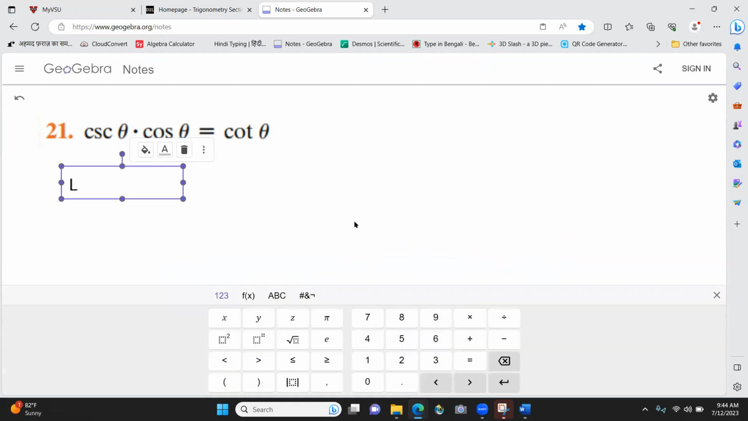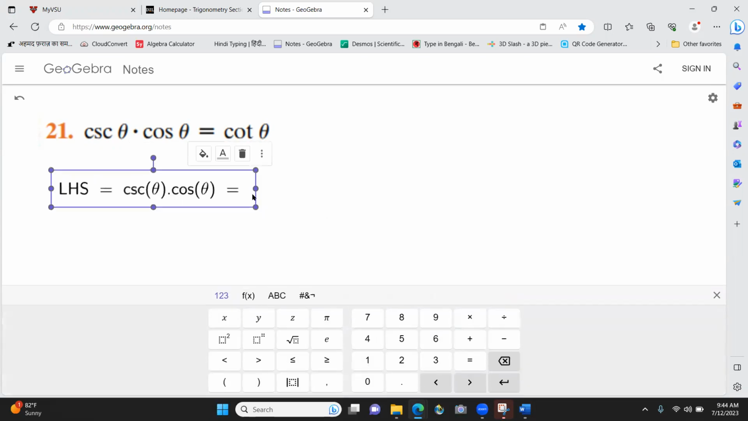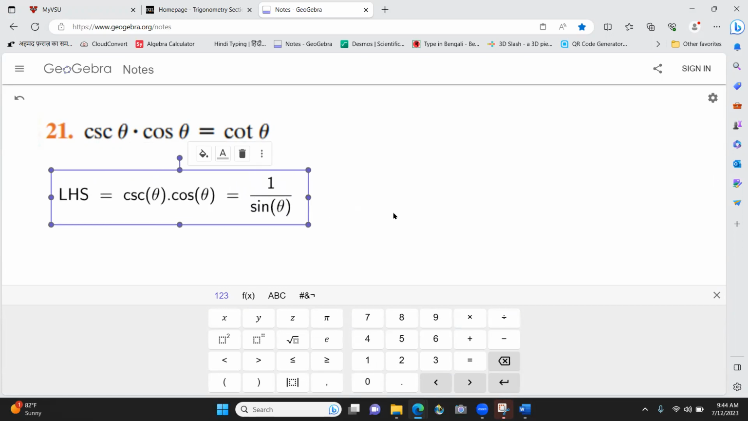I'm going to say the left-hand side is equal to cosecant theta times cosine theta. Now, my goal is to show that that's the same as the one on the right-hand side, cotangent theta. How do I do that? Well, one way to do it is see if you can convert everything to sine and cosine. Okay, so I have cosecant. Cosecant is the reciprocal of sine, so I can write this. And here I have cosine theta, didn't do anything with it.